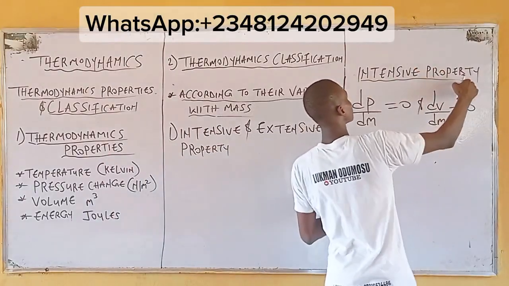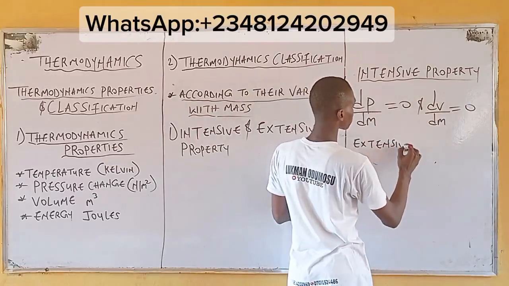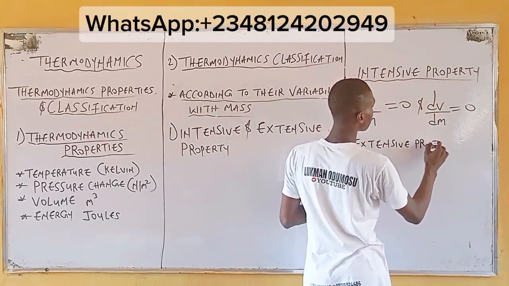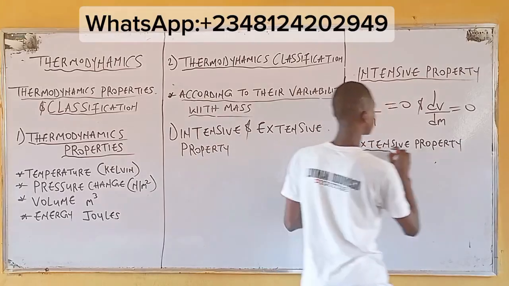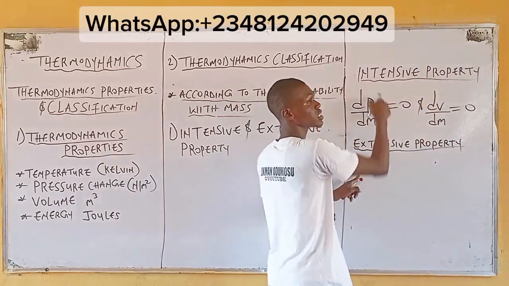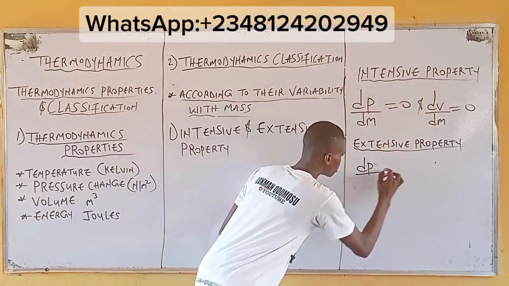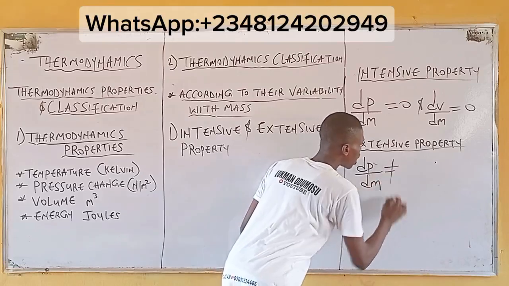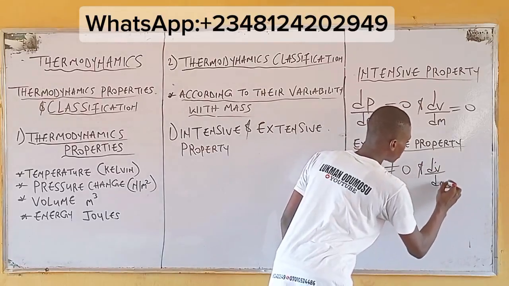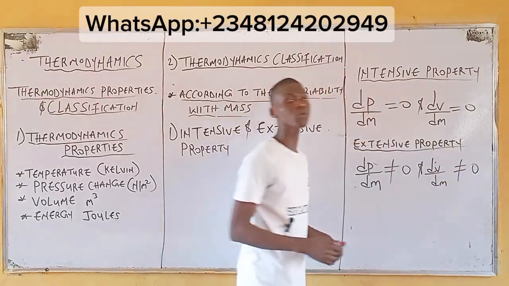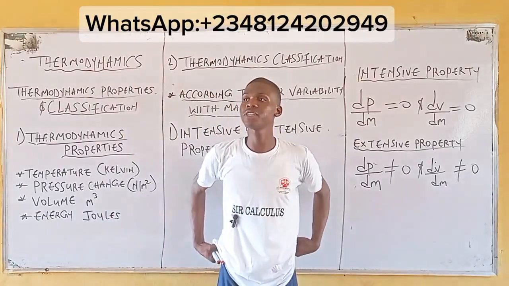Now, for extensive property: if intensive property does not change with respect to mass, what will happen to extensive property? Extensive property changes with respect to mass. So let's still use pressure and volume. That is, the dP over the dm is not equal to 0, and the dV over the dm is not equal to 0. Any question?